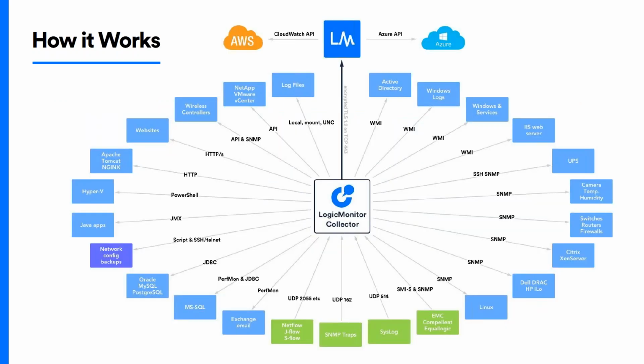Here's some more detail, and this is purposely busy just to show you a lot of the variety. By the way, we'll have these slides available for you if you want to refer back to them later. This shows, when we're talking to Active Directory, what protocol or methods do we use? It's WMI. When we get Windows logs, how are we doing that? With WMI and so on. You can see some of these are SNMP, which is probably the oldest and simplest of the protocols, but also widely used and still quite powerful.